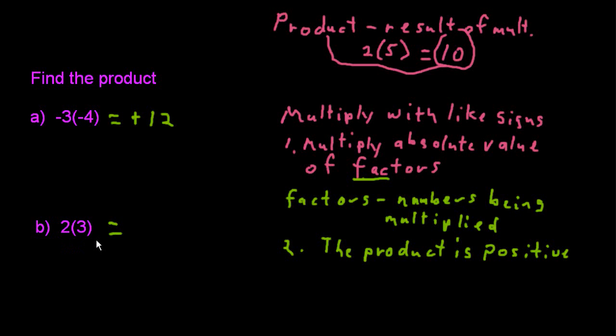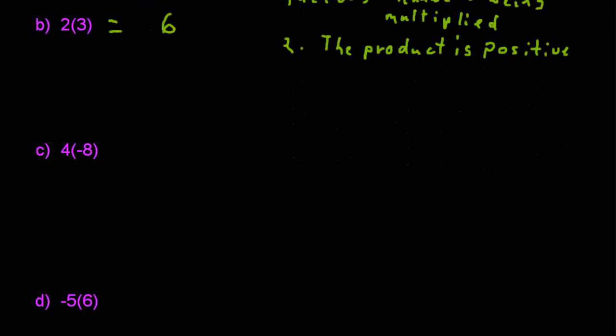Now, what is 2 times 3? We just take the absolute value, that's 6, and we have like signs, so the product is plus 6.